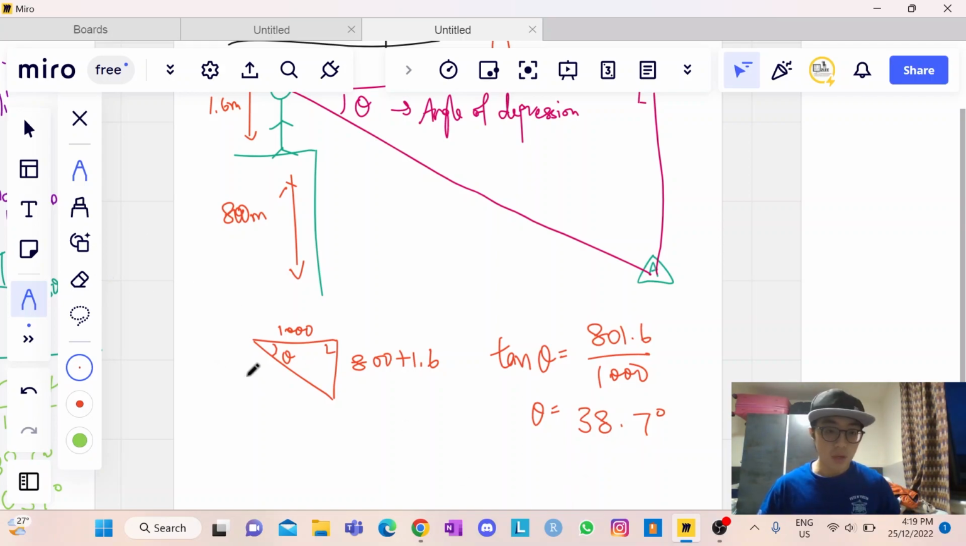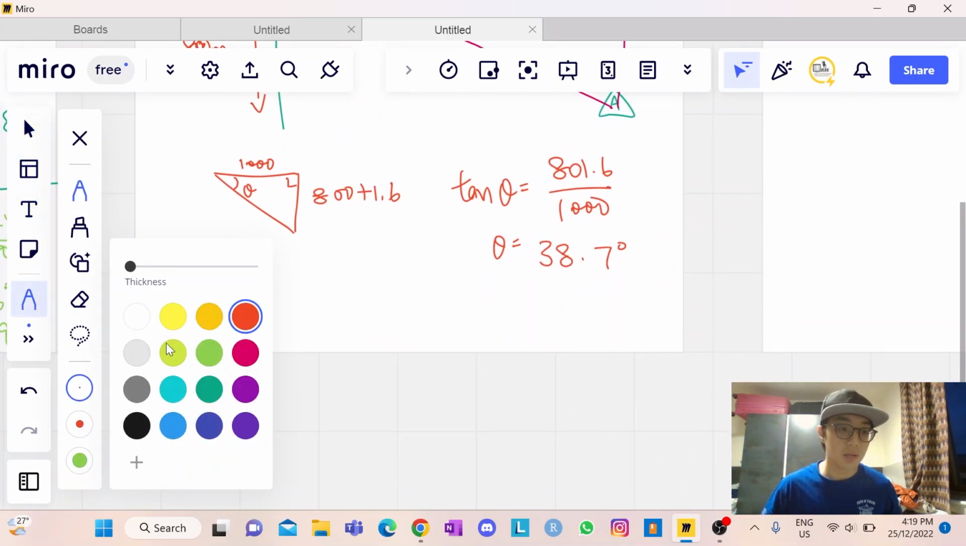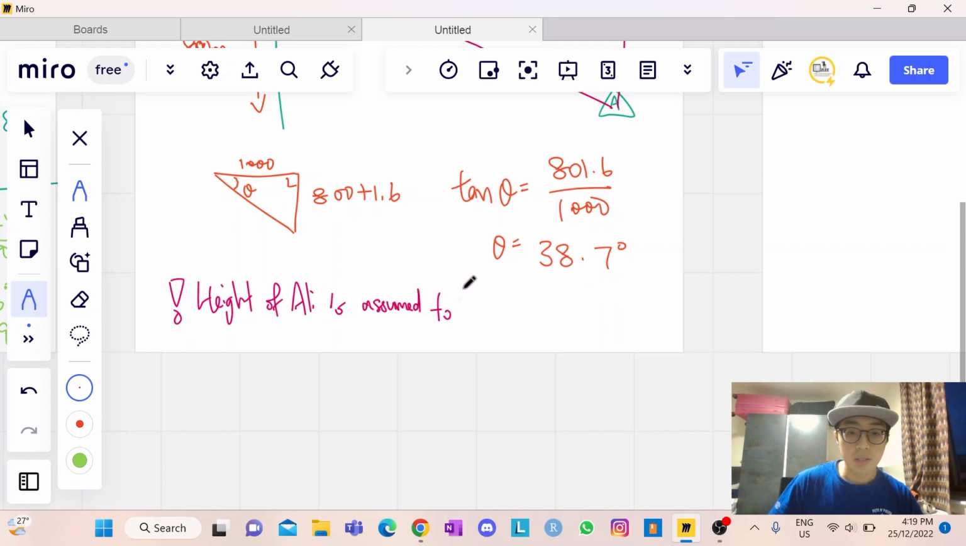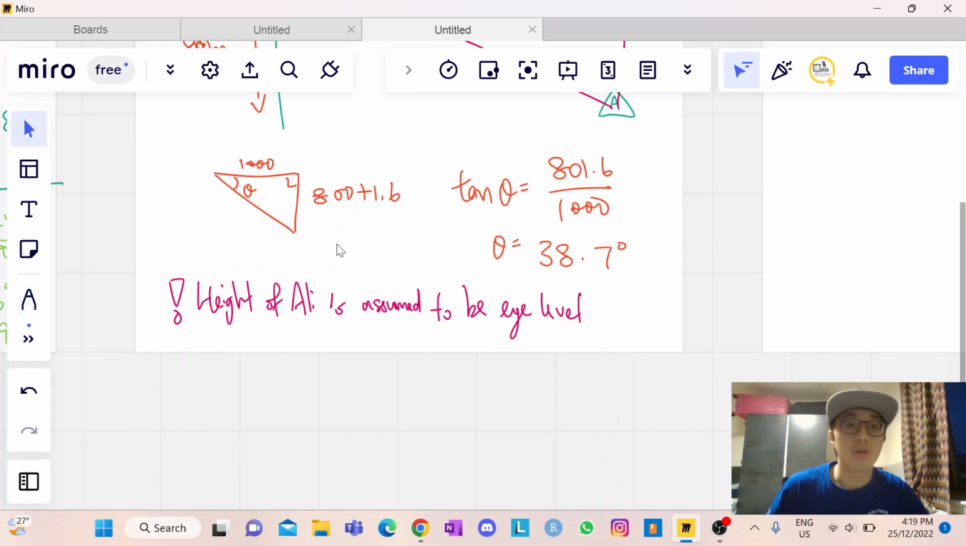All right, and just a disclaimer right here. I just thought of it when I'm talking about it just now. Disclaimer: height of Ali is assumed to be eye level. So if I'm saying Ali is 160 cm, then it means from his toe up to his eye level. So this is something that you might see. It's assumed to be usually on eye level, so you need to add in or you need to minus it depending on the situation.